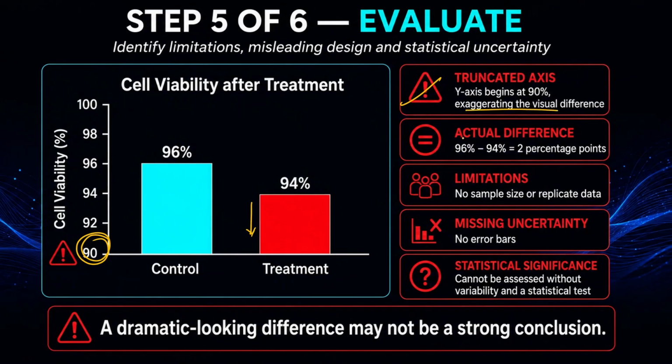Now read the actual values. The control group is 96%, while the treatment group is 94%. The real difference is only 2 percentage points, much smaller than the graph appears to show. Next, ask yourself whether enough information is provided. We don't know the sample size, we don't see the replicates, and there are no error bars to show variation. Without this information, we cannot judge how reliable the results are.